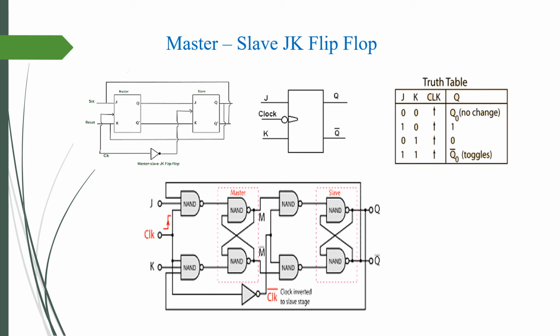Master flip-flop is positive edge triggered flip-flop and next flip-flop, slave flip-flop, is negative edge triggered flip-flop. Master flip-flop initializes the output according to J and K inputs and it responds at positive edge of the clock. During this time interval, the next flip-flop, slave flip-flop, is off.